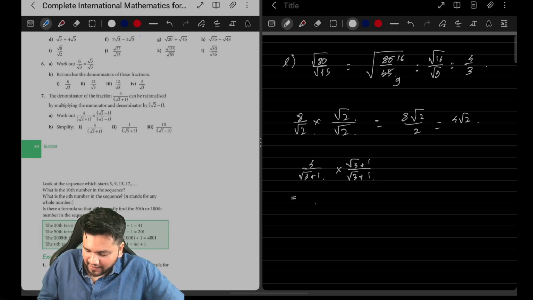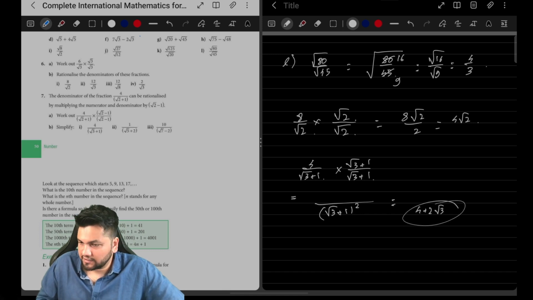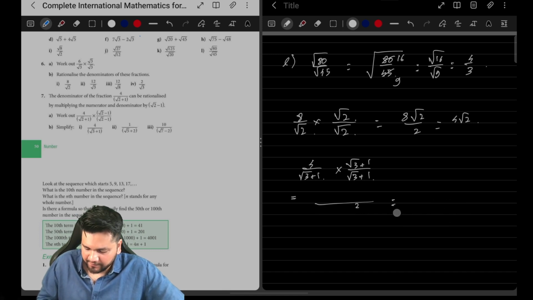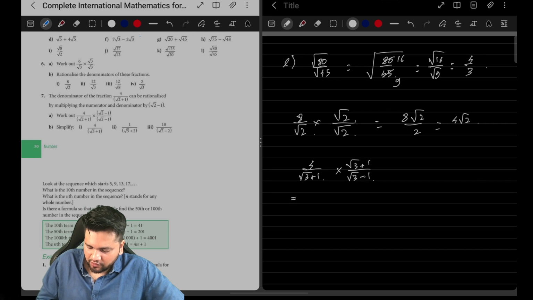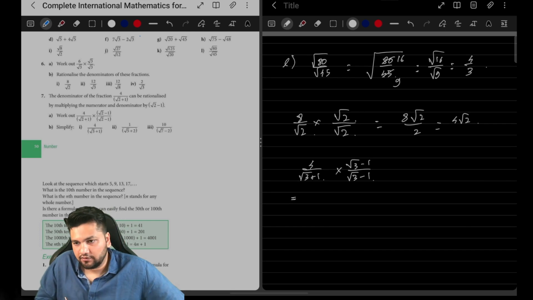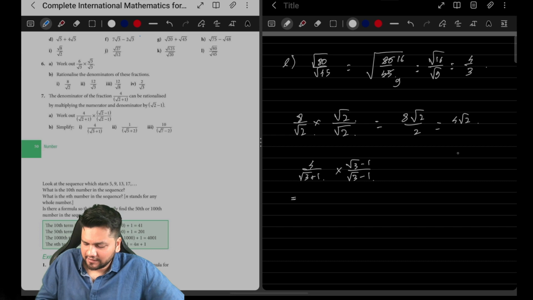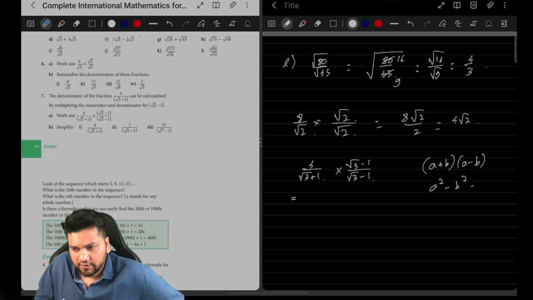So here, if I multiply that way, it's going to be root 3 plus 1 whole square. And if I expand it, at the end of the day, it's going to be 4 plus 2 root 3. But once you simplify, any which way there is root in the denominator, so you cannot do it. So that's why you have to multiply by the conjugate of the denominator. If I do that, it's like the property, like factorization also, it's a part of it. So a plus b, a minus b is nothing but a square minus b square. So this is what we are using.